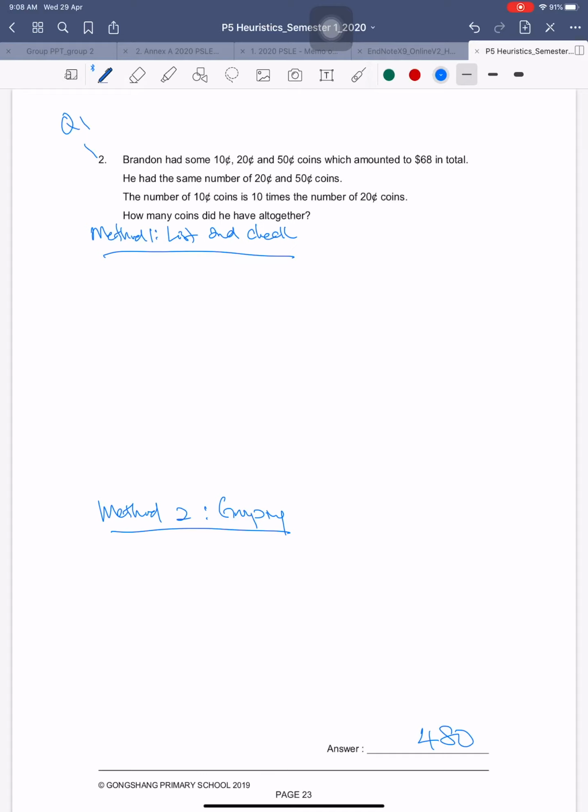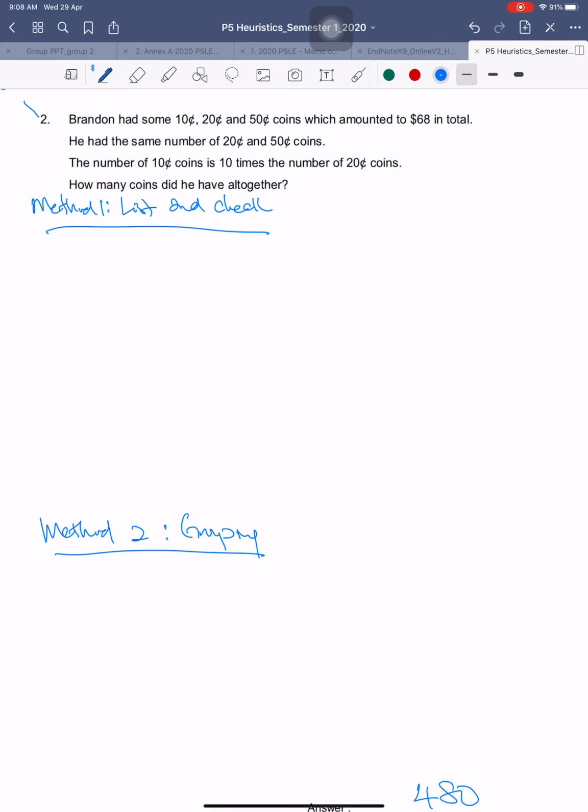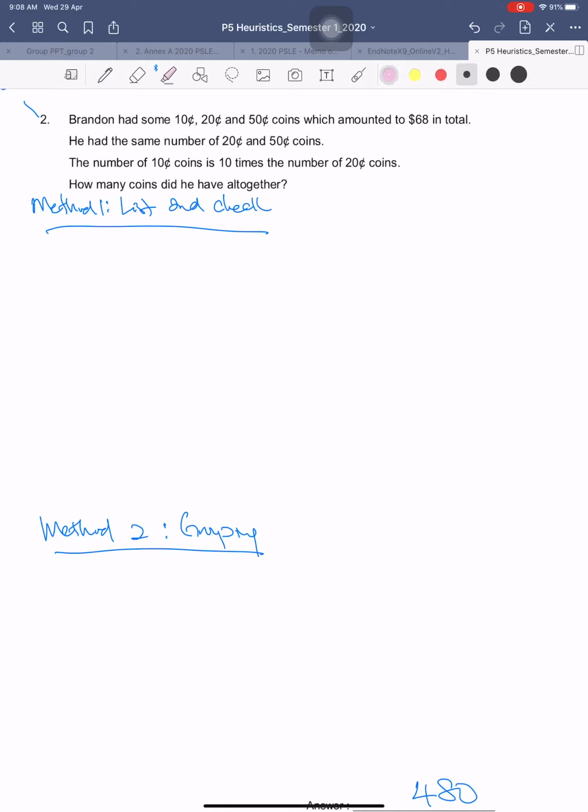Alright, okay, so let's look at question number 2. Brandon had some coins. So let's look at the condition. Some coins: 10 cent, 20 cent, 50 cent coins. Total, $68. Same number of 20 cent and 50 cent coins. The number of the 10 cent coins is actually 10 times the number of the 20 cent coins.